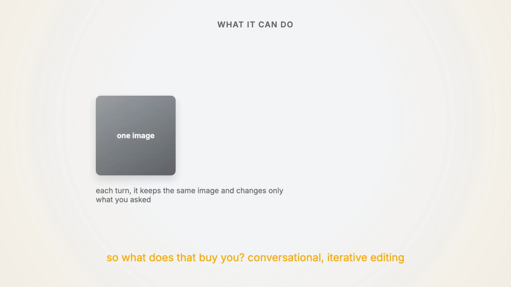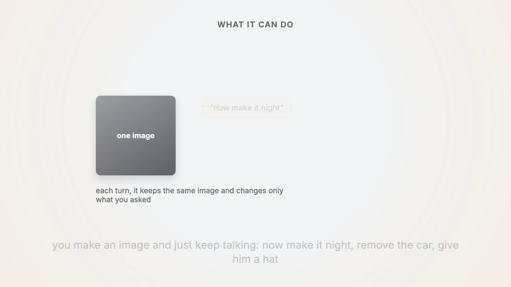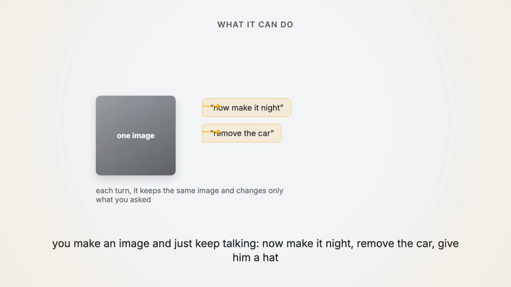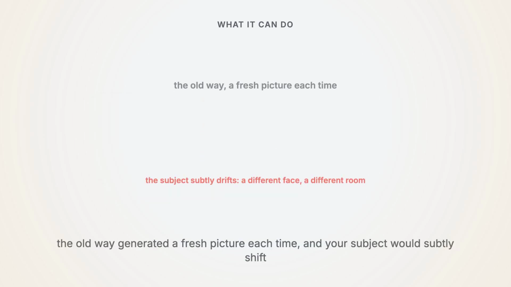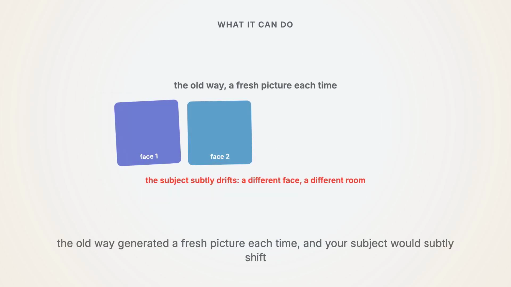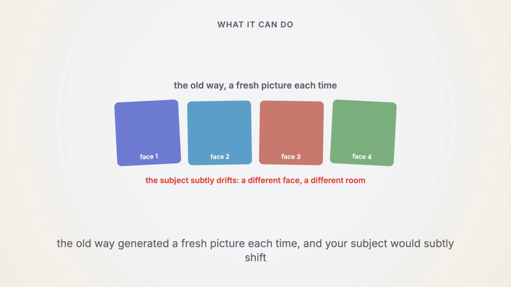So what does that buy you concretely? The headline is conversational iterative editing. You make an image and just keep talking. Now make it night. Remove the car. Give him a hat. Each turn, the model holds onto the same image and changes only what you asked. The old way often meant generating a fresh picture from scratch each time, and your subject would subtly shift, a different face, a different room. Here the edit lands surgically.